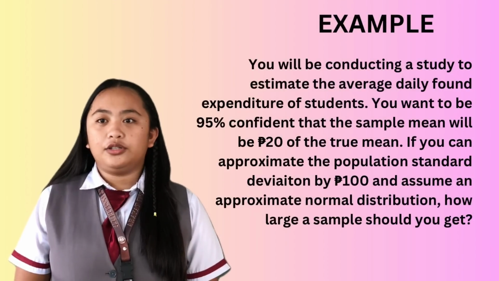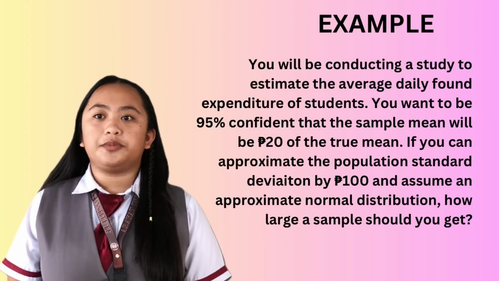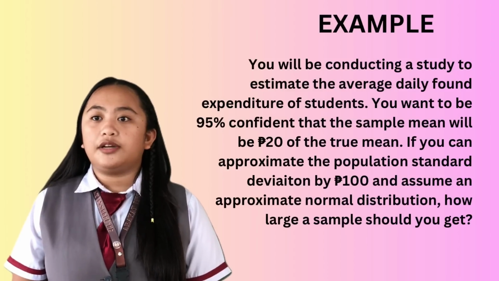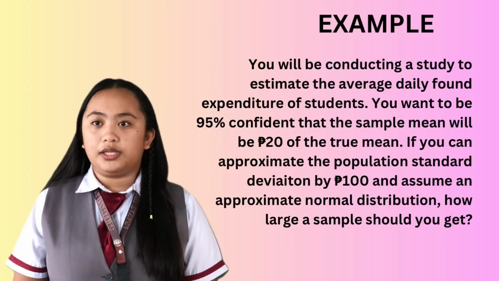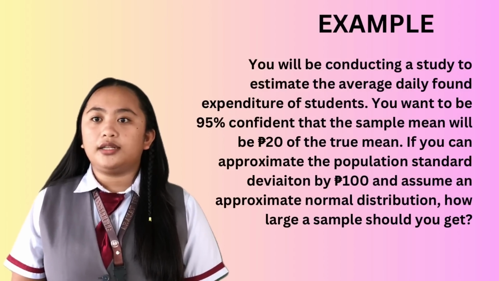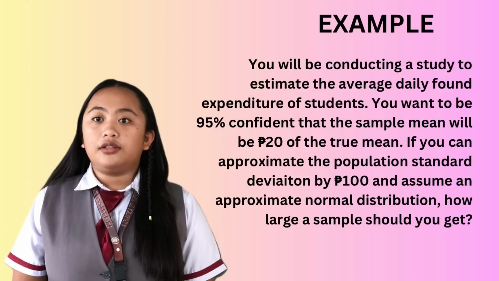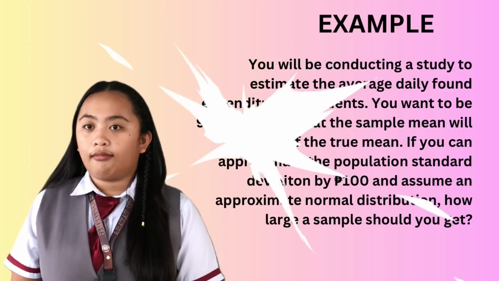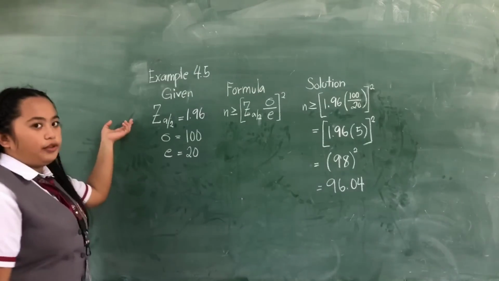For example, we will be conducting a study to estimate the average daily food expenditure of students. We want to be 95% confident that the sample mean will be within 20 pesos of the true mean. If you can approximate the population standard deviation by 100 pesos and assume an approximate normal distribution, how large a sample should you get? So let's proceed with the solution to example 4.5.